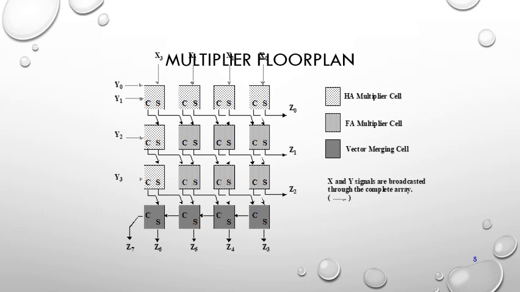In the multiplier floor plan, carry and sum are given here, and the single floor plan shows how to implement the single and full adders. For the half adder we use a color difference. This is the half adder and this is the full adder. This is the vector merging cells producing the output bits. We differentiate the half adder and full adder like that in the floor plan. X and Y signals are broadcast through the complete array, as shown by these arrow marks.